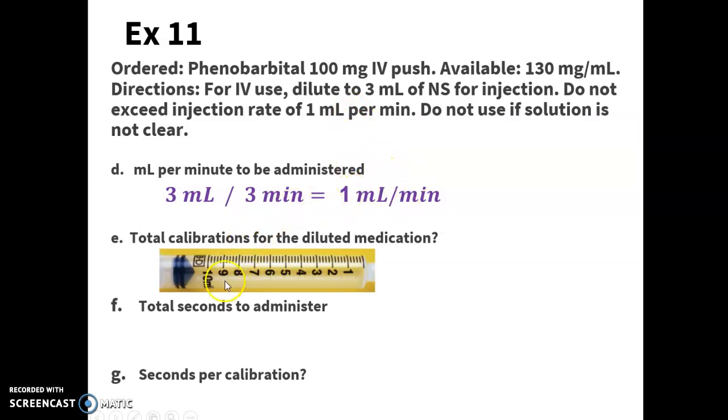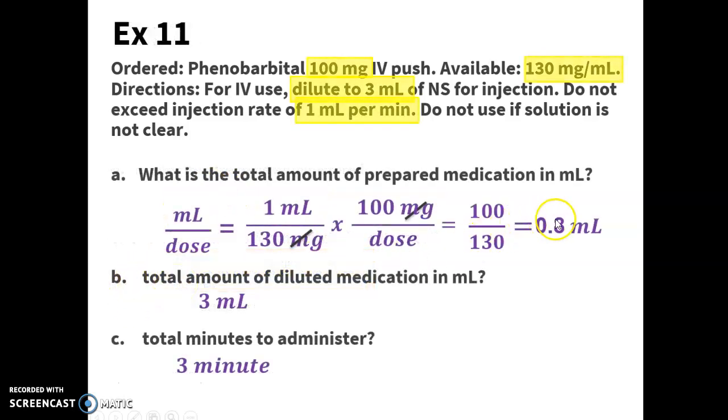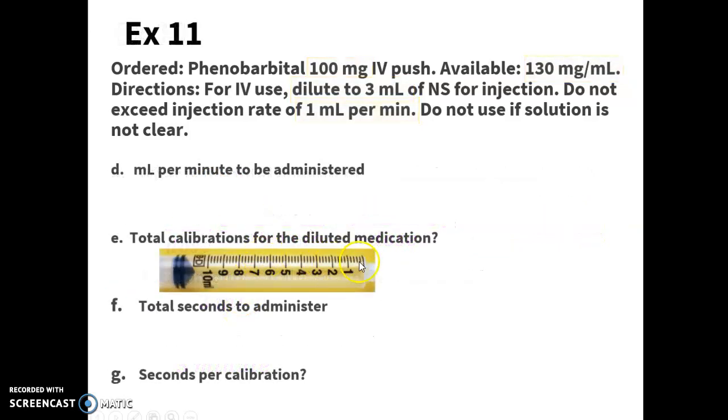Now the second method is going to set you up for seconds per calibration. So what is the total number of calibrations for our diluted medication? So we said we had to give 3 milliliters, right? If we go back and look, part B, 0.8 milliliters of medication, but 3 milliliters in that syringe. So if we have filled it up to the 3 mil mark, how many calibration markings is that? Well, there's 5, 10, 15. There should be 15 calibrations between 0 and 3 for this syringe.